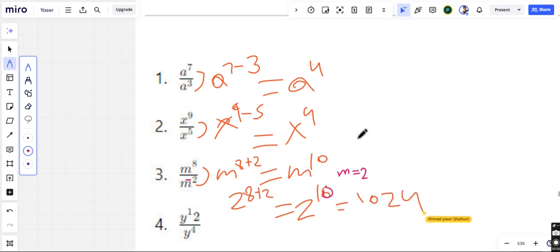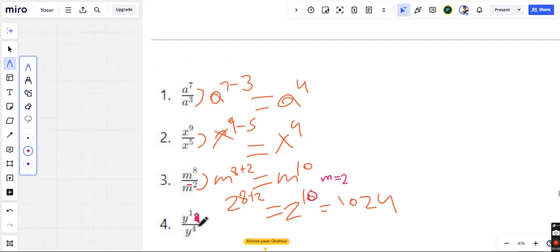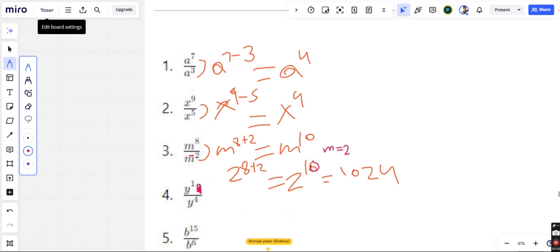And the next one, y raised to the power 1 times 2 divided by y raised to the power 4. How do you do that, teacher? This is easy. Okay, let me make it easy for you. If I just remove the 2 from here, now what is the value? Question number 4: y to the power of 1 minus 4, which is y to the power of 1 plus 4.